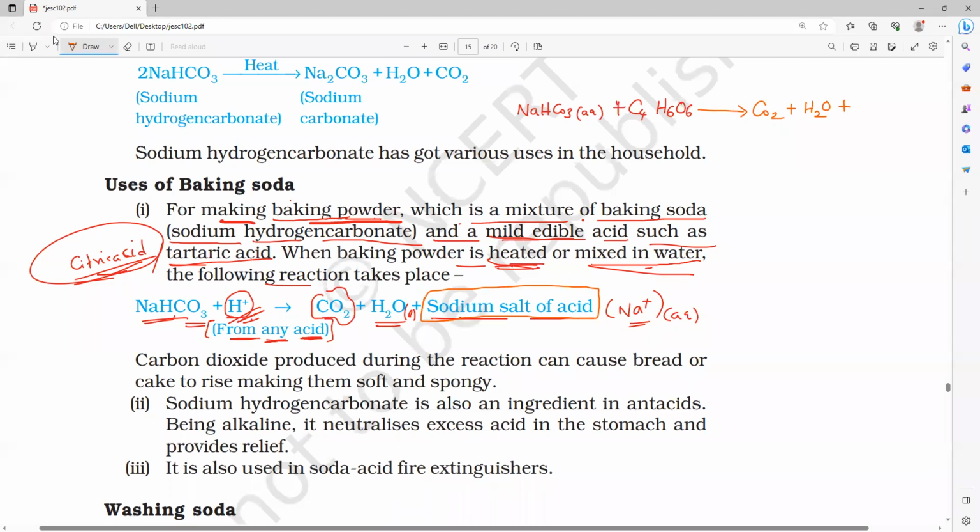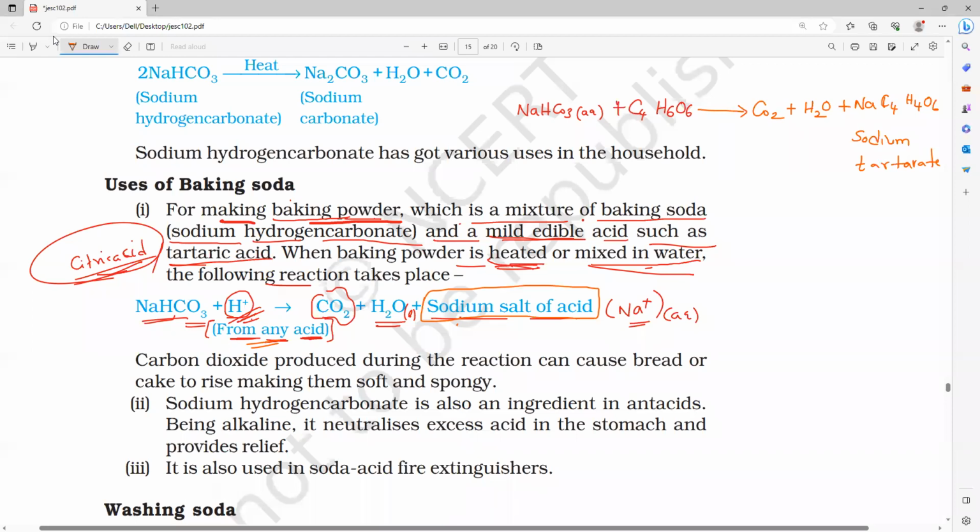Okay. So can anybody guess what is the sodium salt of the acid? What is the acid we have? You can take citric acid or tartaric acid. So I took the tartaric acid. So what will happen? Tartarate will come. Sodium tartarate will come. So that is the formula, NaC4H4O6. So this is the sodium tartarate formula.